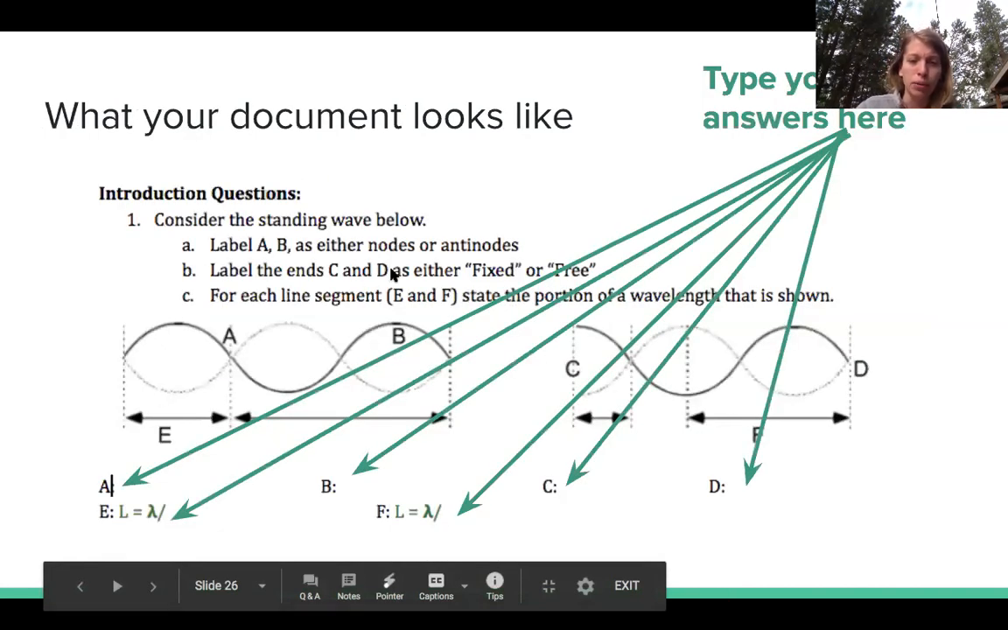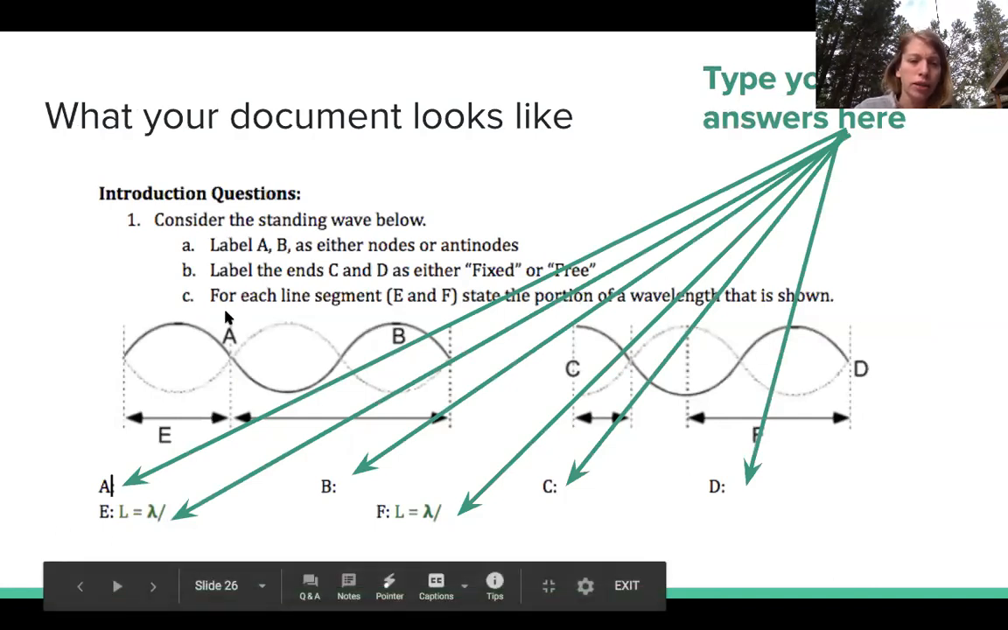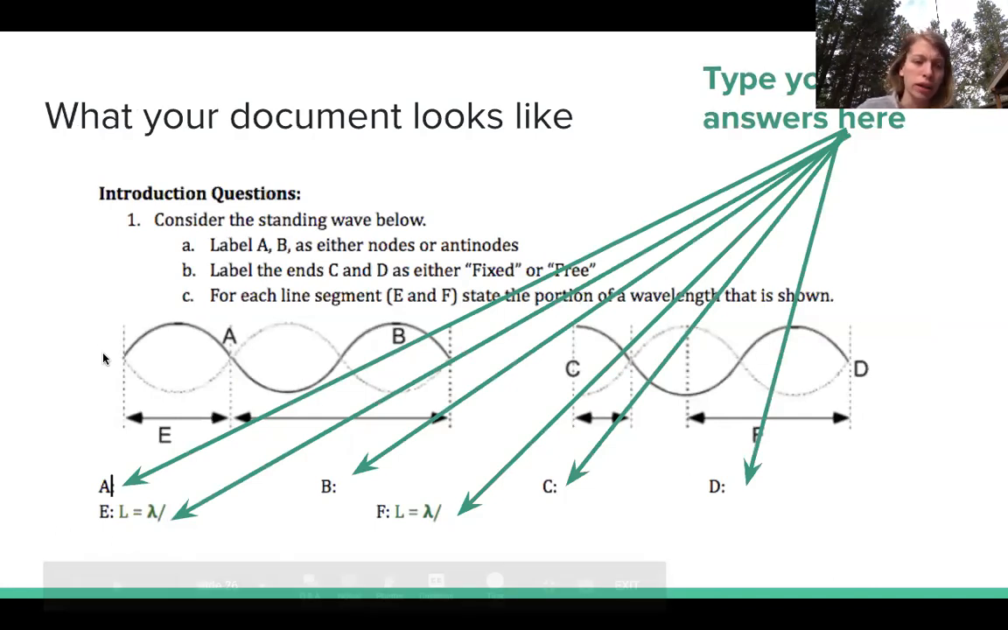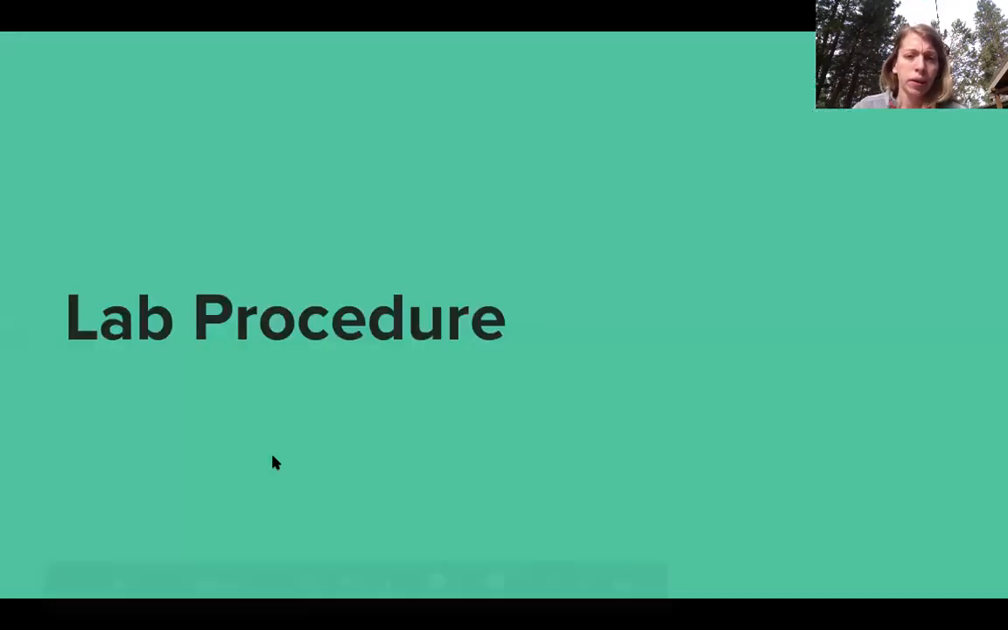Here's kind of an example of what you'll be doing. There's a few arrows that's not going to be on your document. So the first few things you'll be doing is going through and labeling what these different letters are. The first two is either a node or an antinode, so you're just going to type that next to those letters after the colon. C and D is either fixed ends or free ends, and then E and F is practicing the length to wavelength equations for your fundamental waves.